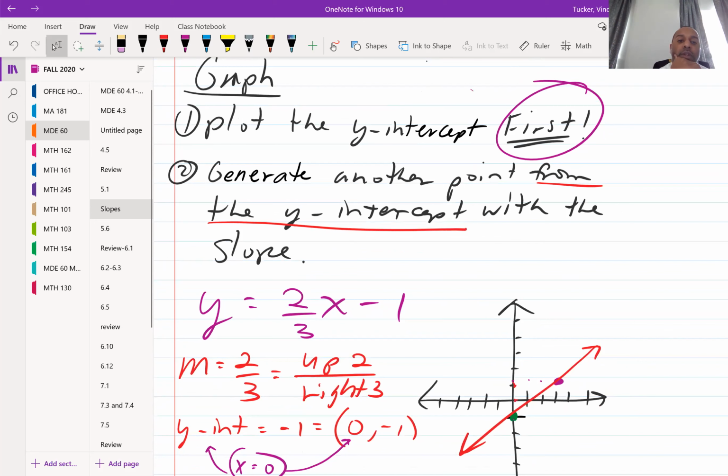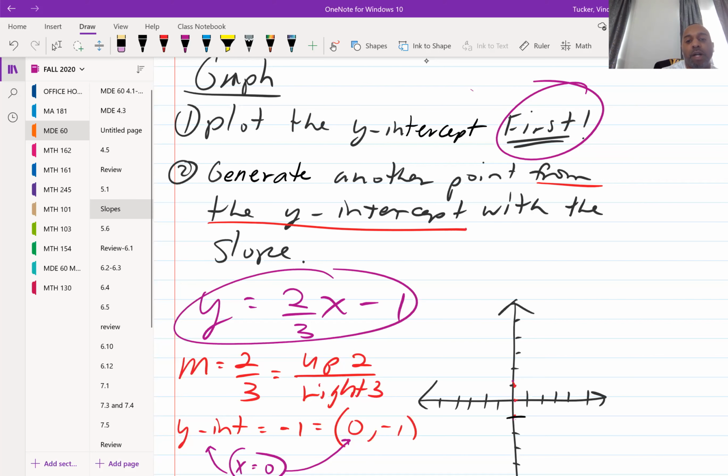So here we have, let me erase this. Got my eraser. y equal to 2/3 x minus 1. Remember, whenever your equation is solved for y, that means we can just pick out our slope and our y-intercept. So we see our slope is 2/3 and our y-intercept is -1. So slope is 2/3 and then the y-intercept is this -1 here. Now that's a +2 over a +3, so that means we're going to go up 2, right 3.